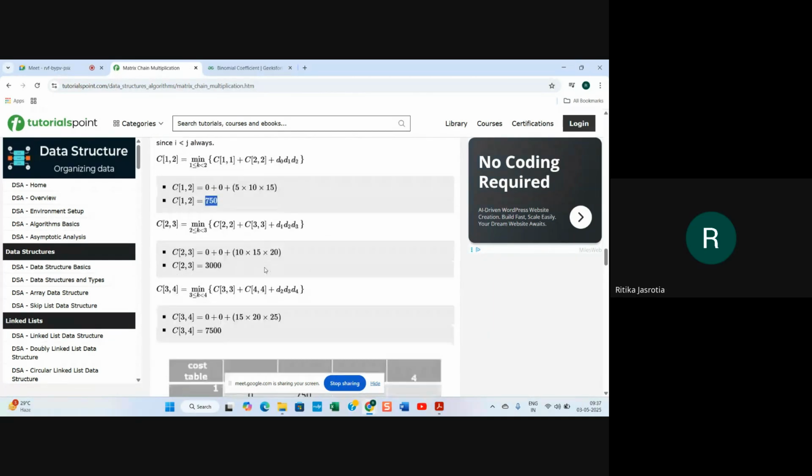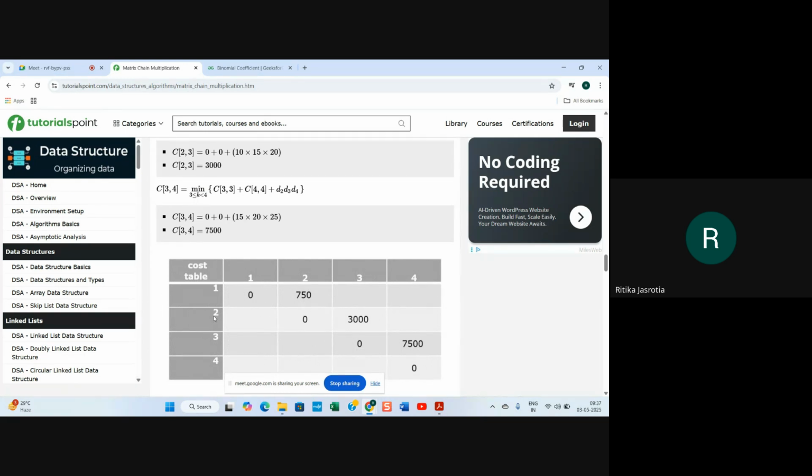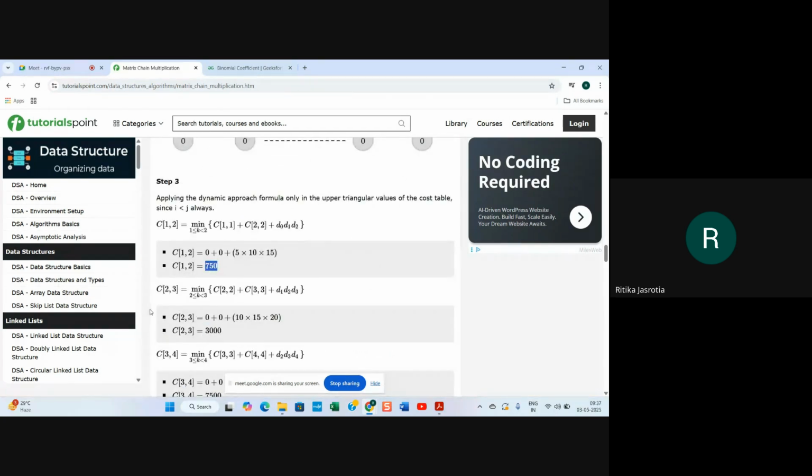Next, where i is less than j, is here now: 2 and 3. So i is 2, j is 3, and the next index will be 2 comma 3. So in 2 comma 3, min 2 less than or equal to k less than or equal to 3. Now here the minimum value of k we can take is 2, right?